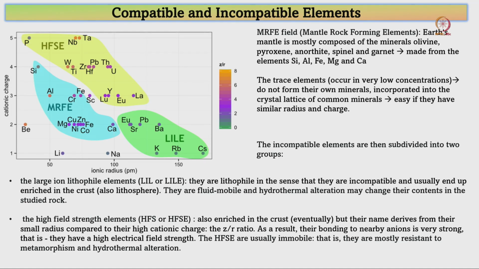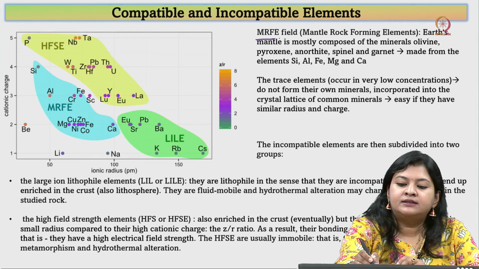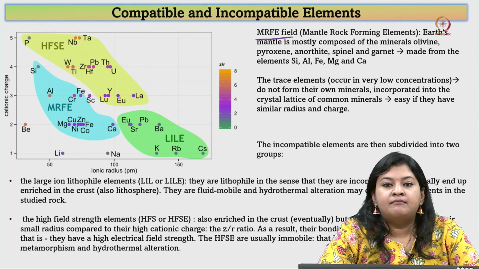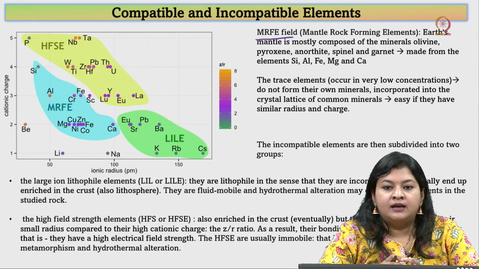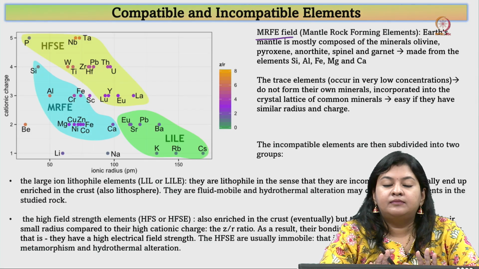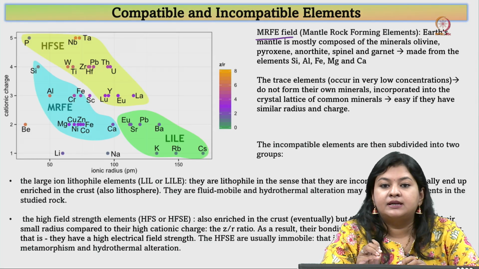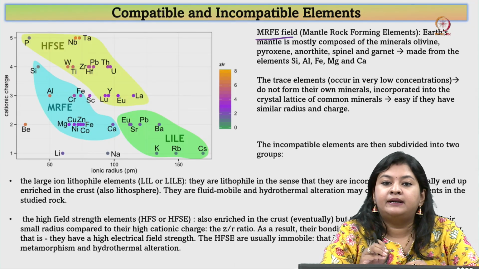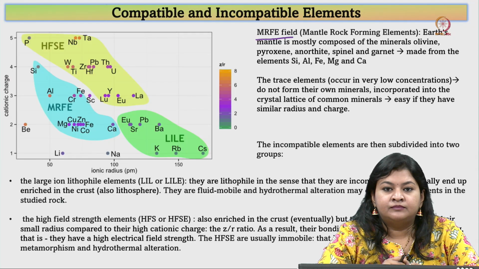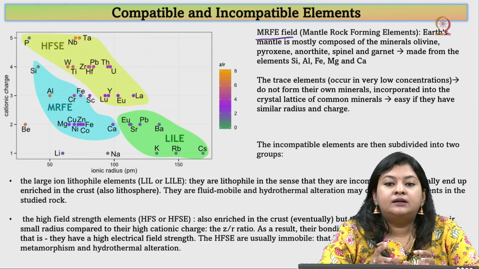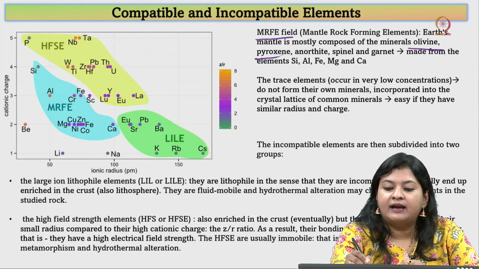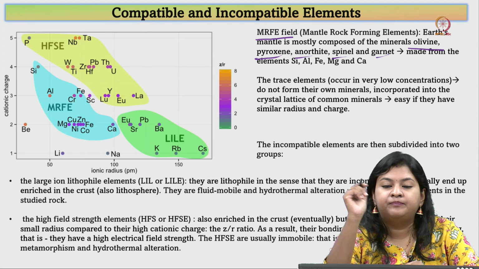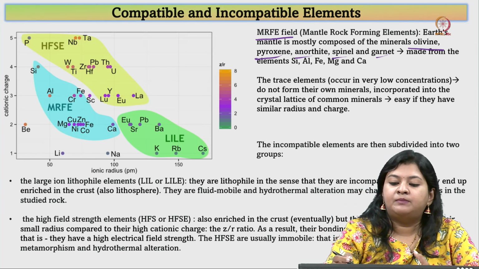So, first let us see a few other types. There is one group which is called the mantle rock forming elements. These elements will mostly be in the minerals that are commonly found in the mantle. For example, in the earth's mantle, what do we have? We have olivine, pyroxene, anorthite, spinel, garnet, and all these are mostly made up of these elements.